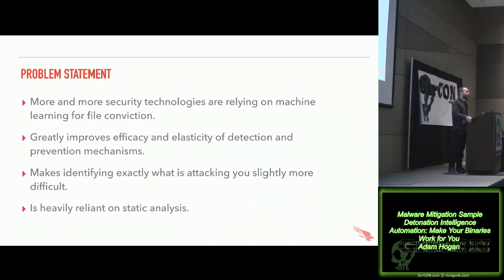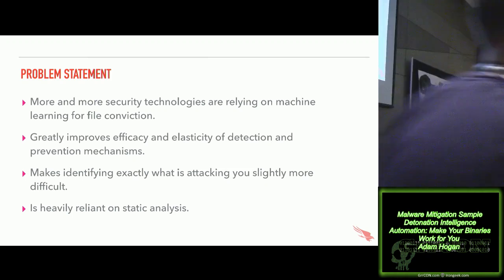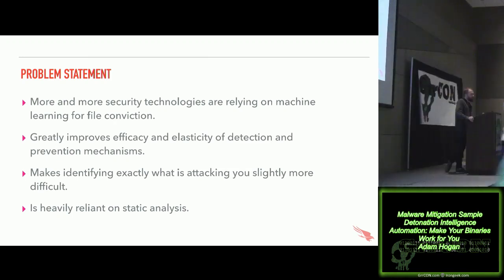And as far as identifying new threats, new pieces of malware out there, machine learning is way ahead of the curve. But it does make it a little more difficult to identify what is attacking you, since again, that result is not terribly verbose. And of course, it is heavily reliant on static analysis for the instances of speed and getting the results as quickly as possible. It is largely going on the static properties of the file it's analyzing.